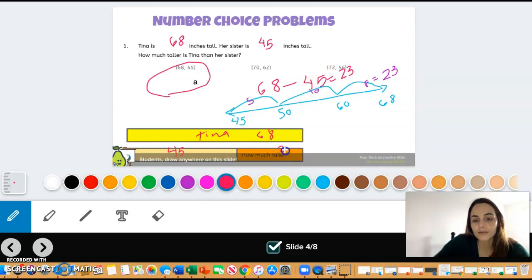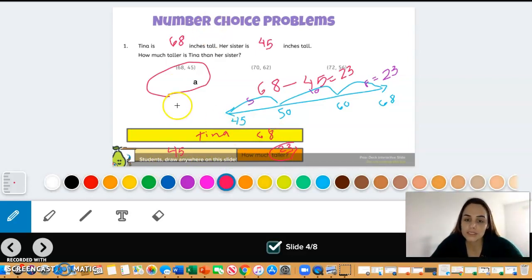So 23. So Tina is 23 inches taller than her sister. So that's the answer, okay? And actually, if you add up 45 plus 23, you get 68, okay? So that's how you can also check if your answer is correct. So what we just did here, we solved this word problem using one of the number choices we had, okay?